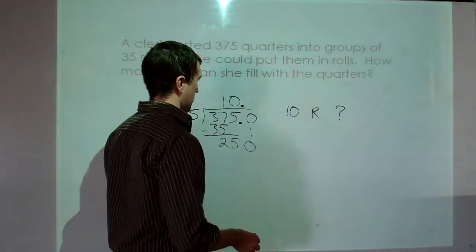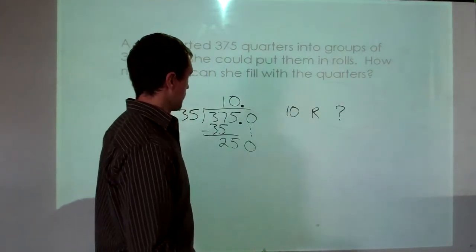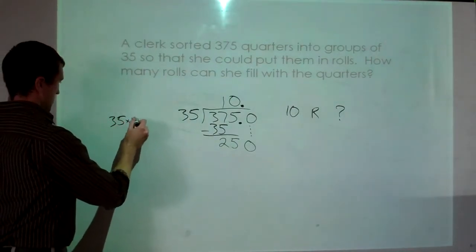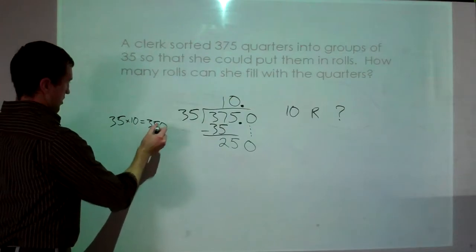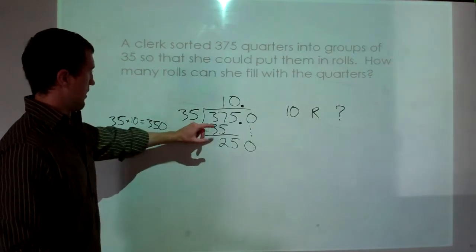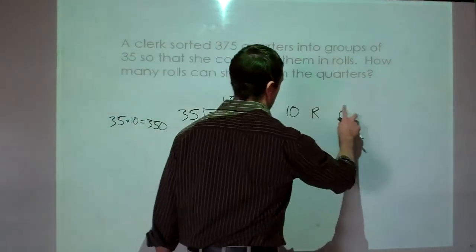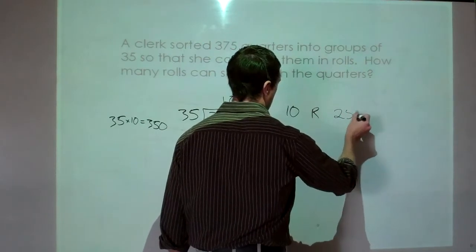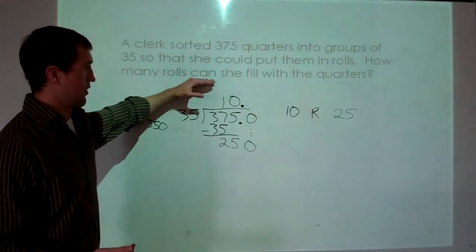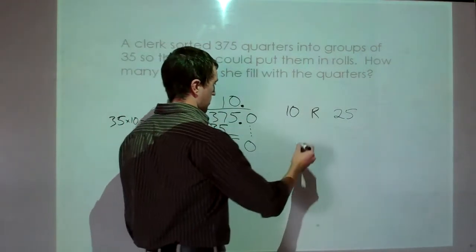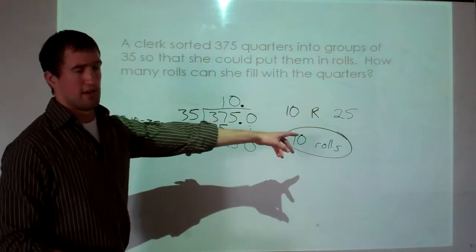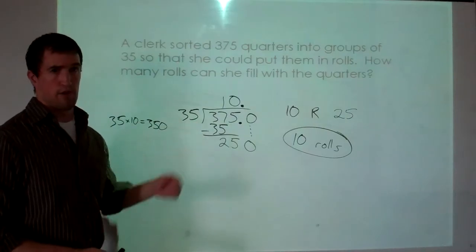And I believe that would leave us 25 quarters left over. 35 times 10. That gives us 350. So 350 of those quarters can be put into rolls, and that leaves us 25 left over. Either way, that's not the big idea here. The big question is, how many rolls can she fill? Well, she can only fill 10 because 25 is not enough to get us another set of 35.